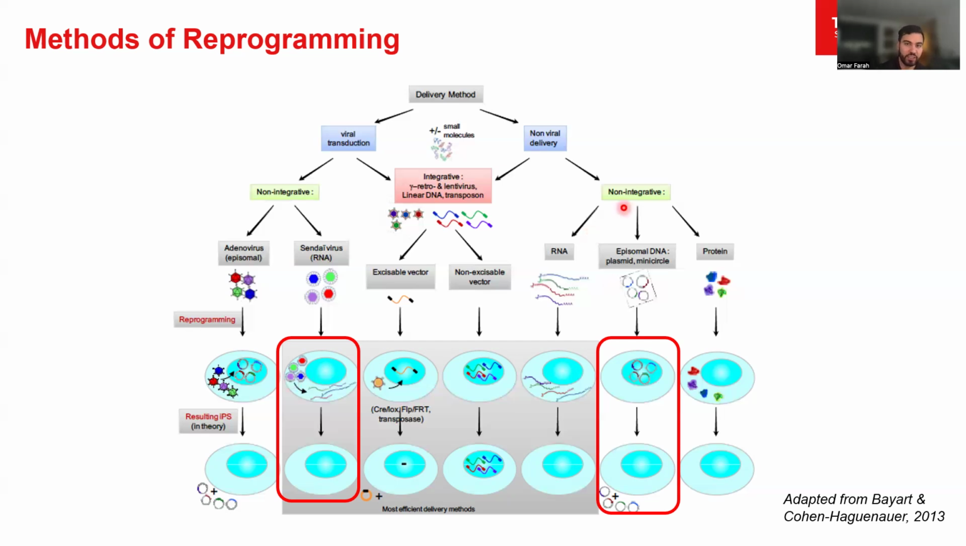The second non-integrative method that you'll see very commonly is just delivery of episomal vectors, where you have your transcription factors in plasmids, and then you deliver those plasmids to the cells, allowing the cells to again express your genes of interest, and in this case, as our reprogramming factors. And after a while, you'll see that those plasmids will be removed from the cells gradually as well.